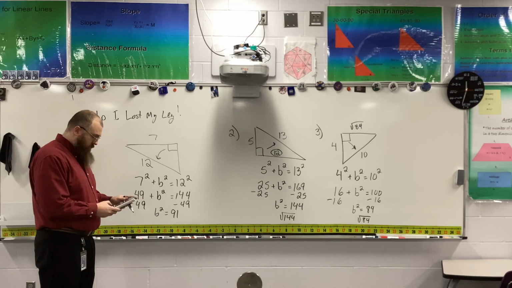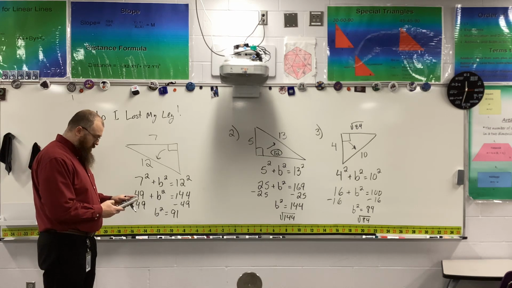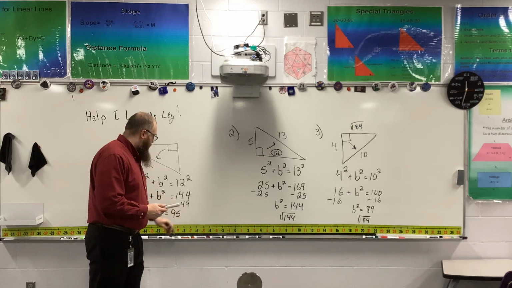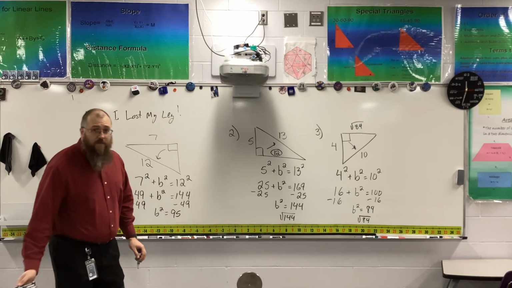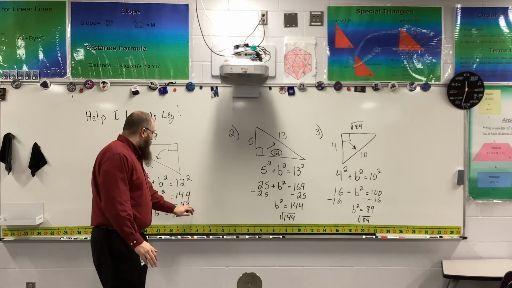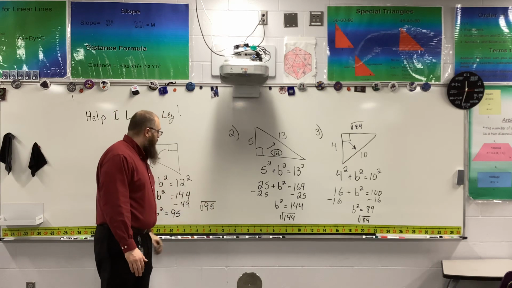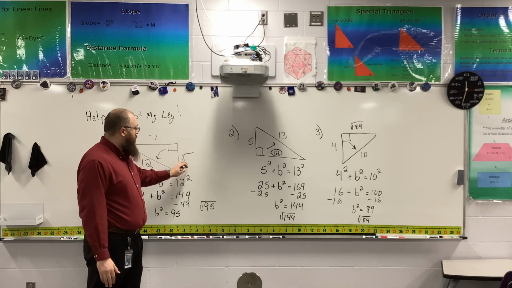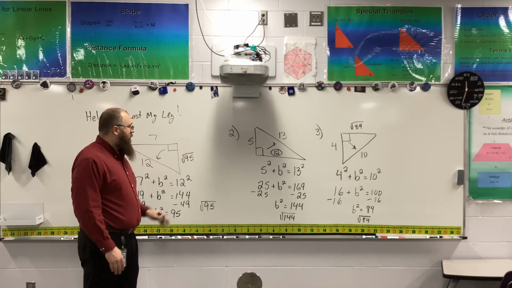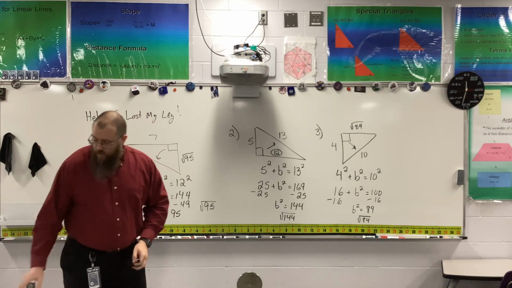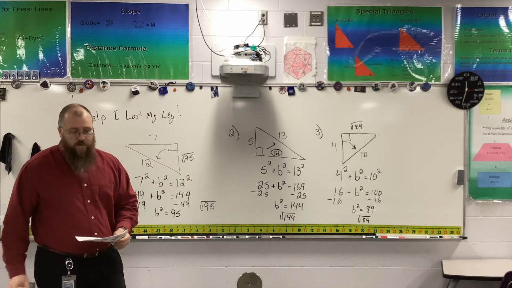That's not right. 95. There we go. Again, 95 is not on my list. So when I go to square root it, my calculator is going to give me a terrible decimal. So Mr. P is going to leave the square root of 95 on his sheet. When you go to do your IXL, make sure that you use the decimal versions.